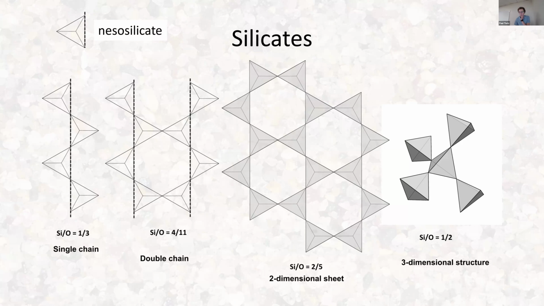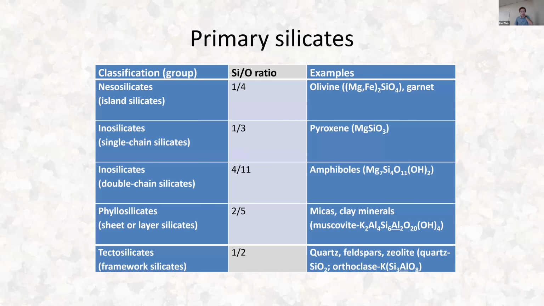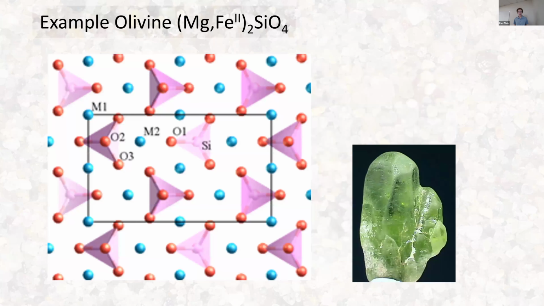So these are some examples. I don't need you to copy this table down. However, they're all primary silicates, the way that these mineral structures are created. And then some of the examples that we're going to go through. So olivine up first is a nesosilicate, just an island. It's only one of these little tetrahedral shapes.